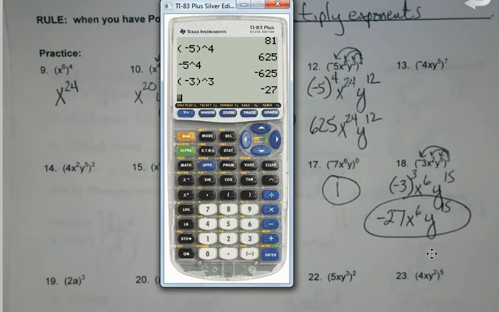What if you have a problem like that, times another problem like that, but they both have 0, would it be 2? No, because it'd still be 1 times 1, so it'd still be 1.